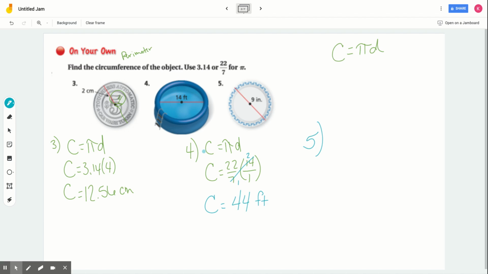Now, with number 5, again, we know the diameter already. So the circumference is equal to pi times the diameter. So go ahead and multiply 3.14 by 9. When you do this, you should end up with the circumference equals 28.26 inches.